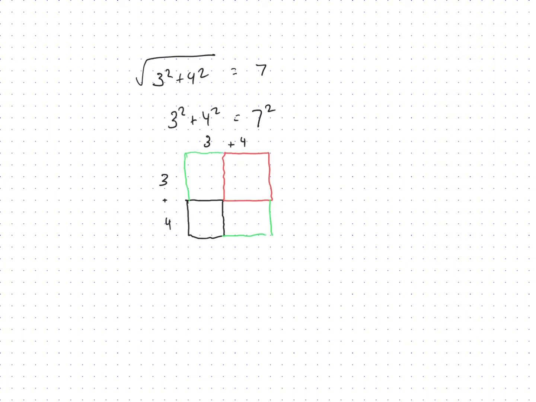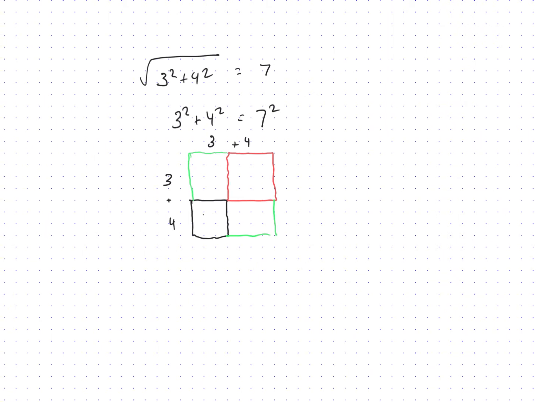But then we see that 7 squared, if we break it up into 3 and 4, is indeed 3 squared and 4 squared, but it's also 3 times 4 and 4 times 3, right? And so that's why the square root of them is not 7. And if we look at it in general, we see that a plus b squared is a squared and b squared as well, but it's also 2ab.